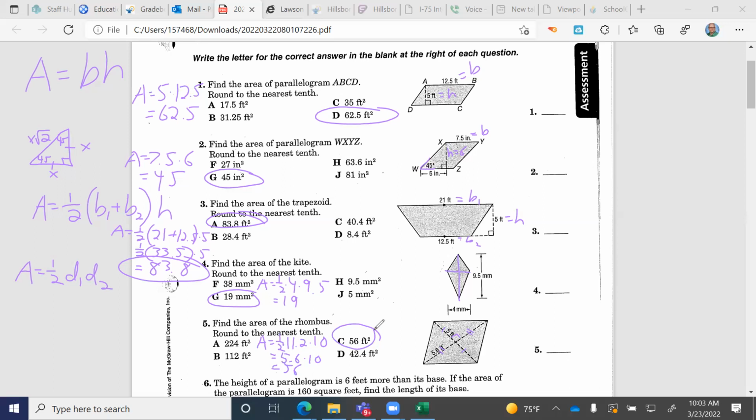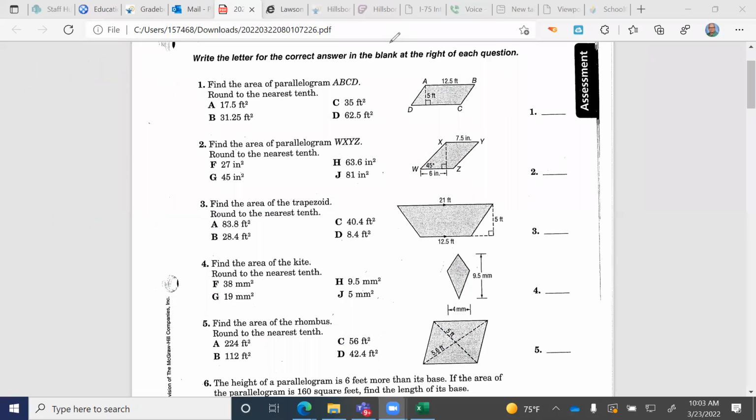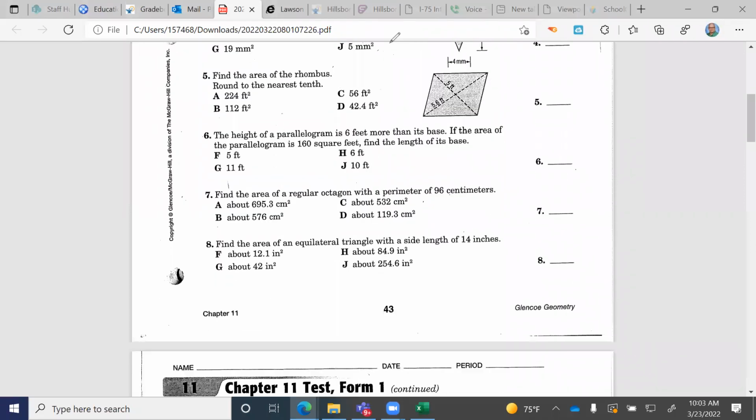Any questions on those first 5? All right, item number 6. The height of the parallelogram is 6 feet more than its base. If the area of the parallelogram is 160 square feet, find the length of its base. So this one's a little bit different. They're not asking us to find the area, they're asking us to find a missing piece.